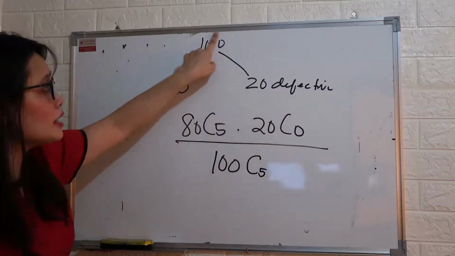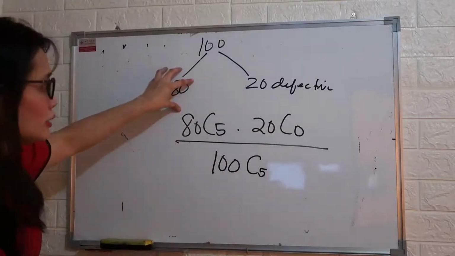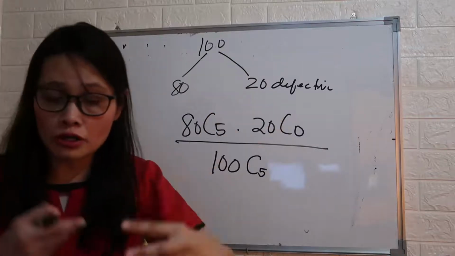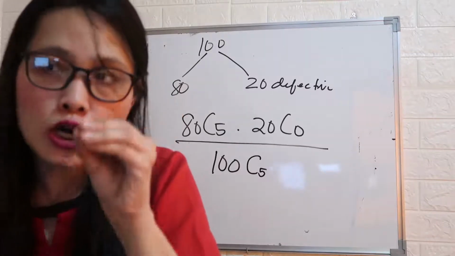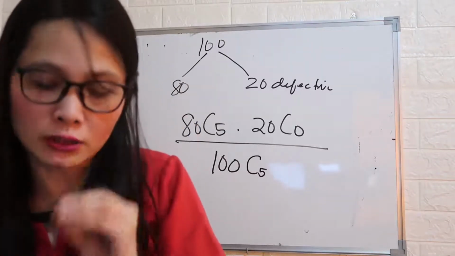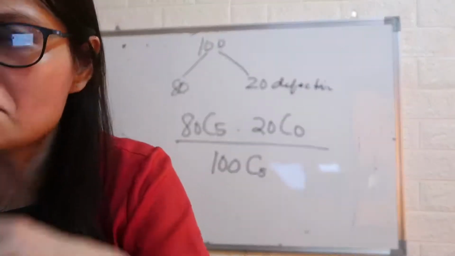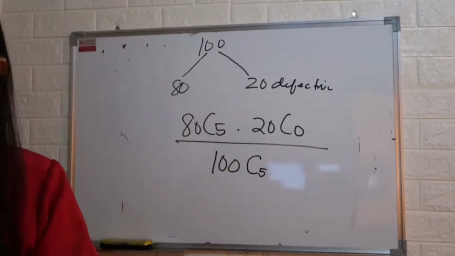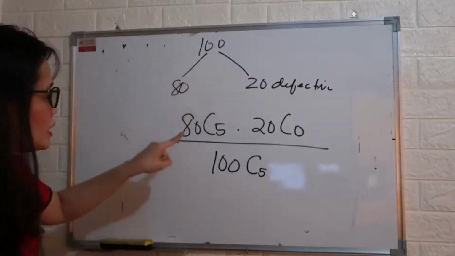100 here refers to the total light bulbs that you have. 80 there are not defective, and 20 there are defective. According to the problem, if all 5 bulbs chosen at random light up, the entire lot is accepted, meaning it's not defective. So what is the probability that the lot is accepted? To determine the probability, that would be 80 taken 5.